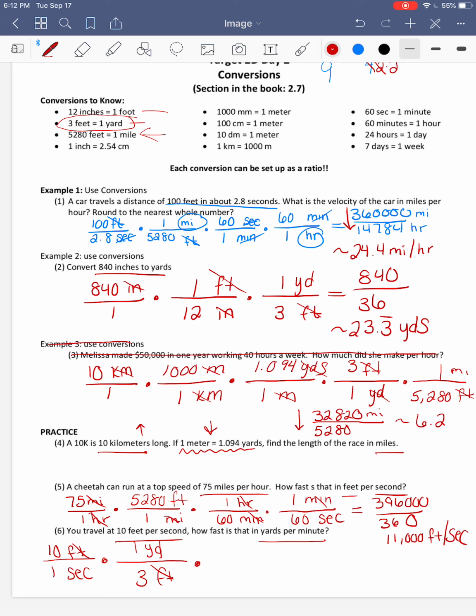And I don't want seconds, I want minutes. So I know that there's 60 seconds in 1 minute. So now I've canceled out my seconds. I have my desired minute, so I can go ahead and multiply straight across. That gives me 600 all over 3. And so that's going to come out to be, is that right? 600 over 3. I feel like I'm forgetting something. Nope. So that gives me 200 yards per minute.